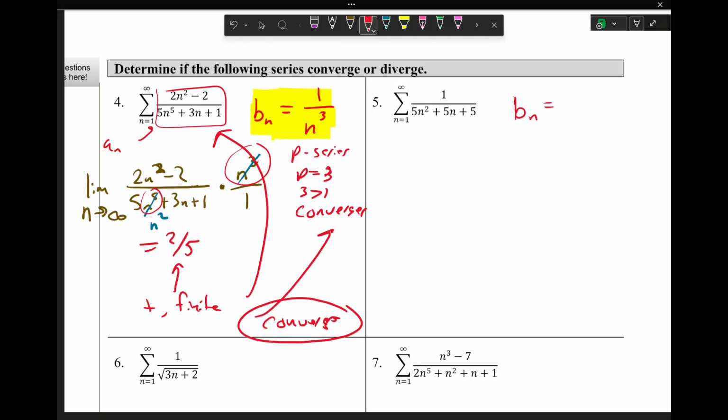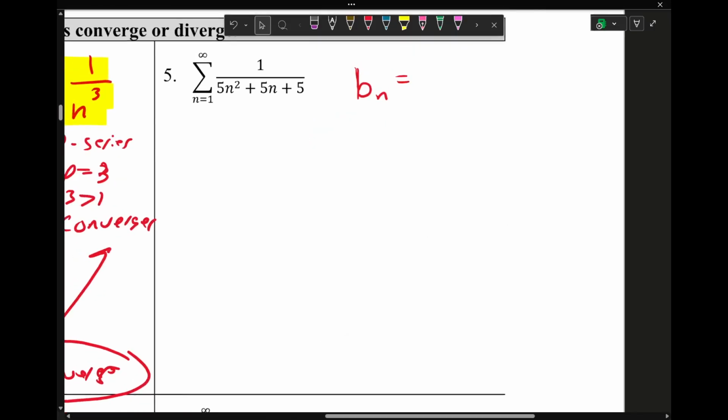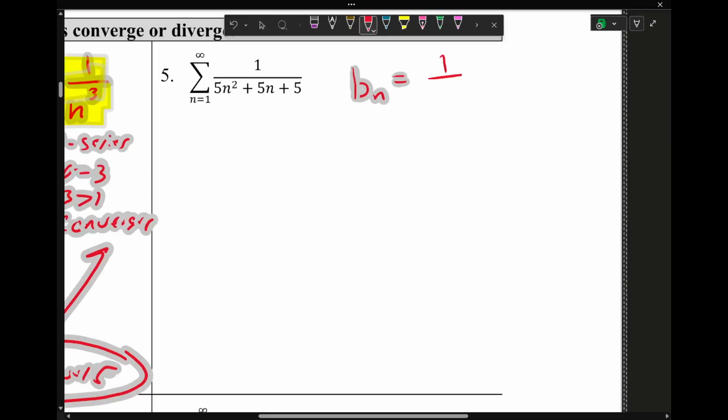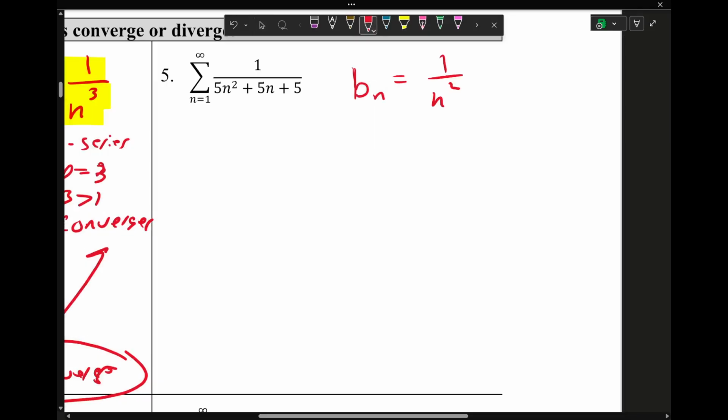So let's have somebody take a guess on what you think we should compare it to in question 5, besides Lana, because she's a bad guesser. But 1 over n squared. Okay, 1 over n squared. Why'd you pick 1 over n squared? Because like 5 and 5 don't really matter. The 5 in front of it doesn't matter anymore. Right. That stuff's not as important as the rest.